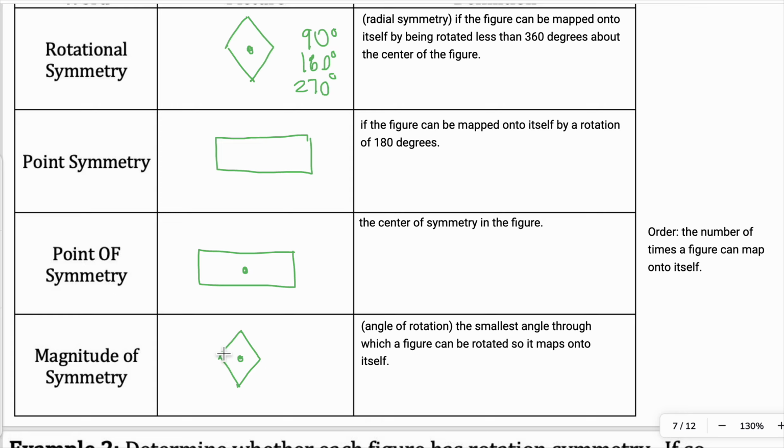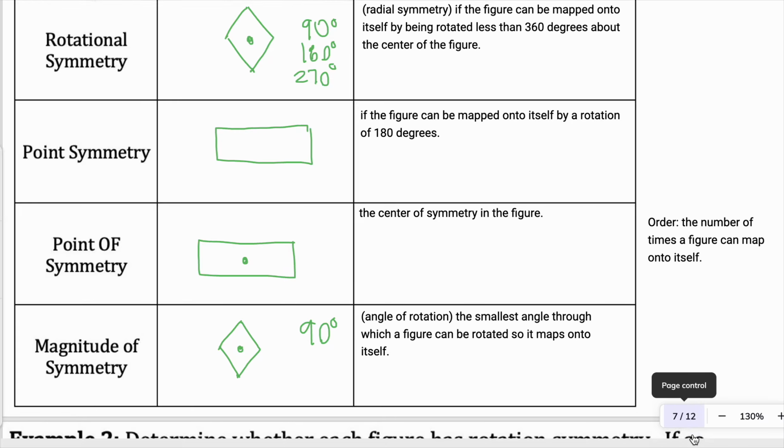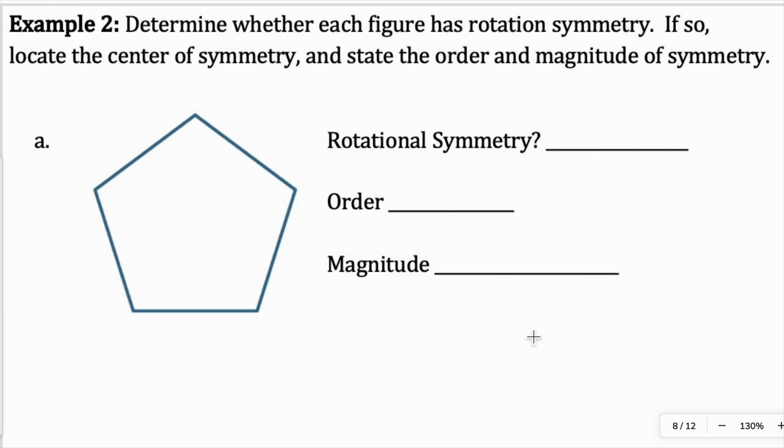So I'm going to go back to the diamond. The smallest angle for the diamond would be 90 degrees because I can rotate it 90 degrees and it would map onto itself. Okay, so what we're going to do now is try our last little bit of questions and determine whether each figure has rotational symmetry. If so, locate the center of symmetry and state the order and magnitude of it.